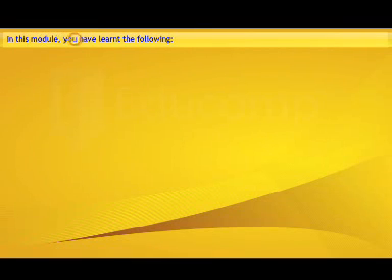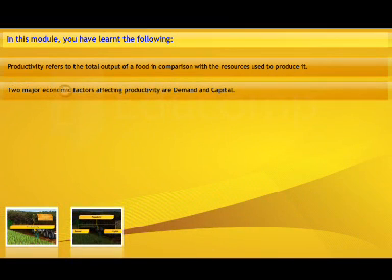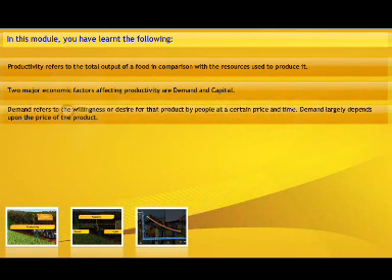In this module, you've learned the following. Productivity refers to the total output of a food in comparison with the resources used to produce it. Two major economic factors affecting productivity are demand and capital. Demand refers to the willingness or desire for that product by people at a certain price and time. Demand largely depends upon the price of the product.